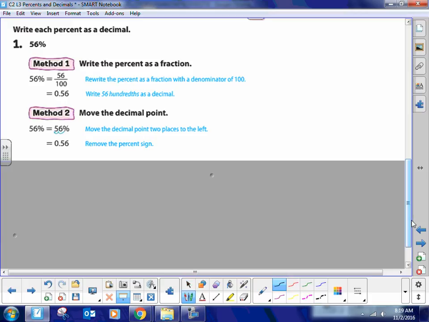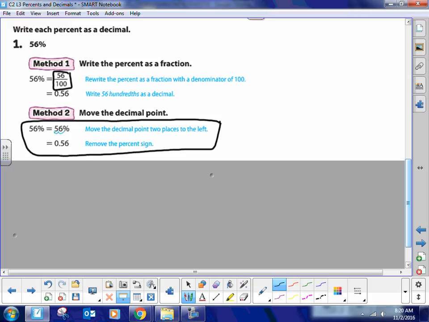This is how I will be doing it. This is the method I choose. I don't care which method you want. And remember what's happening on method 1. What's a fraction? An unsolved division problem. That says 56 divided by 100. When you divide 56 by 100, it turns into 56 hundredths.